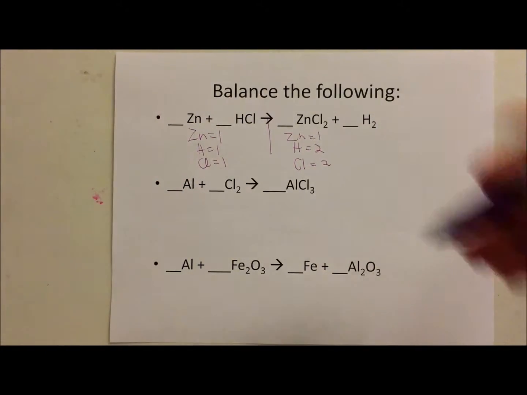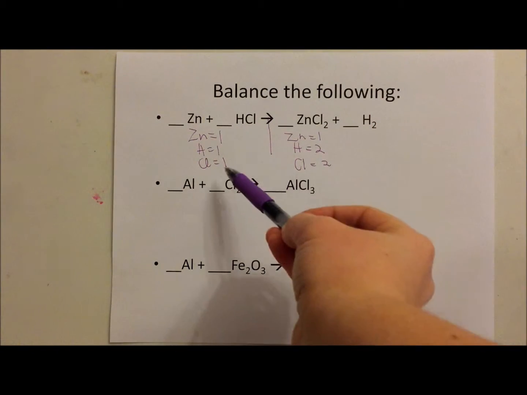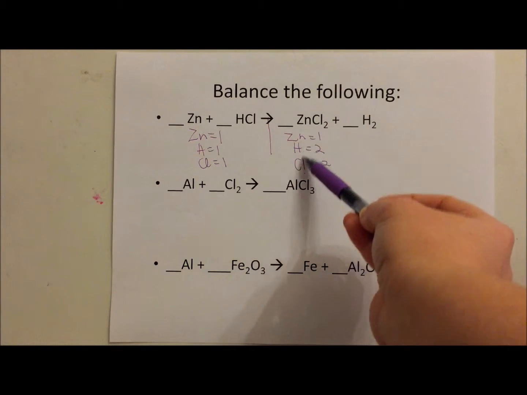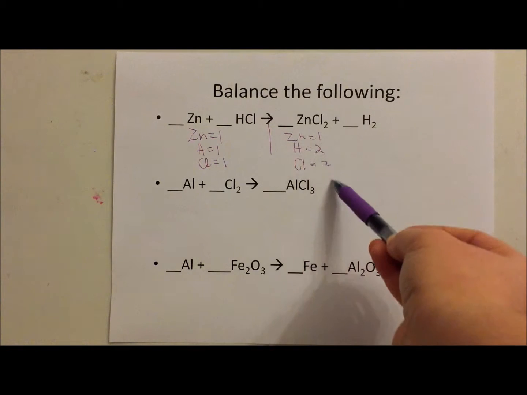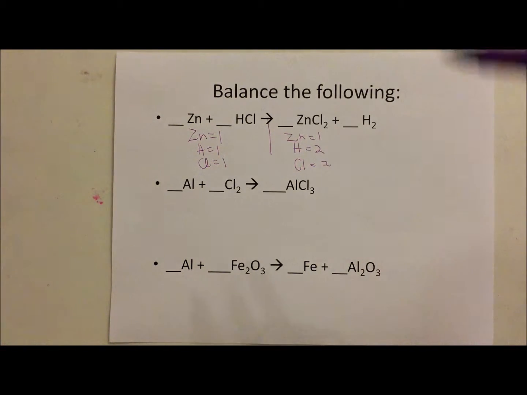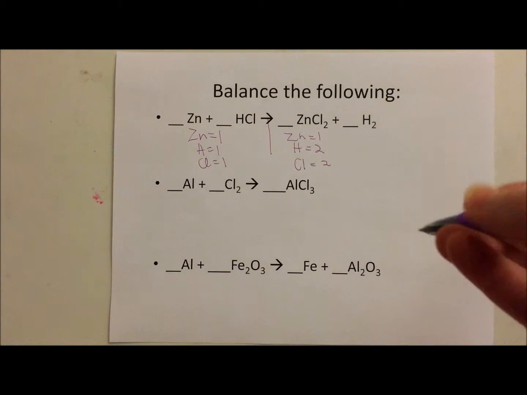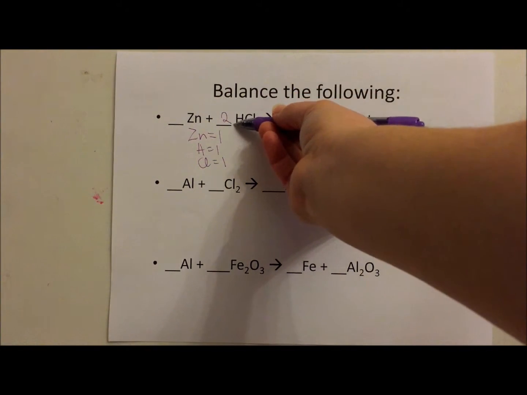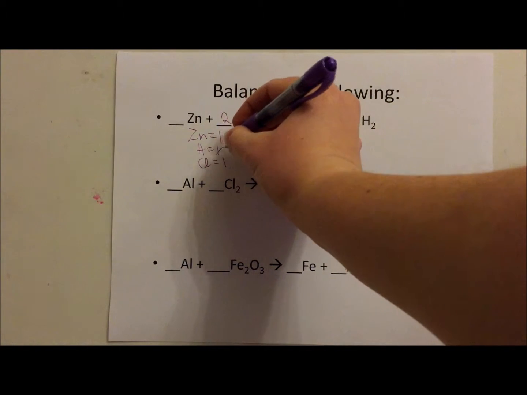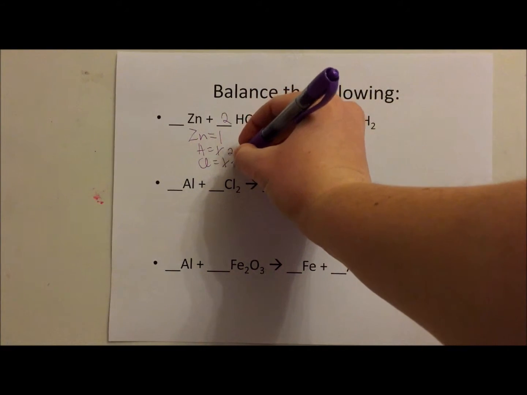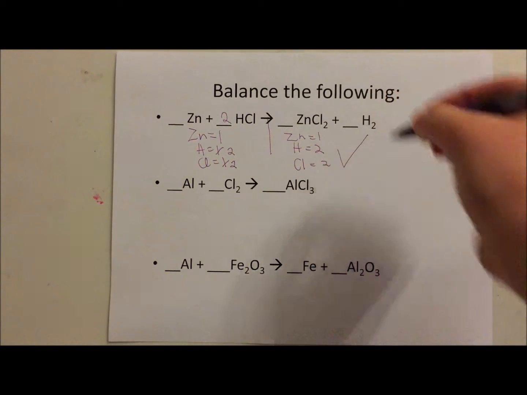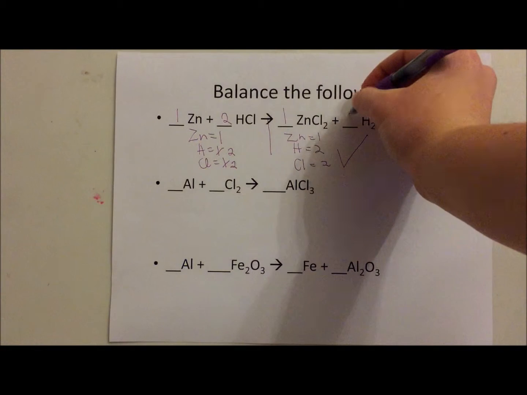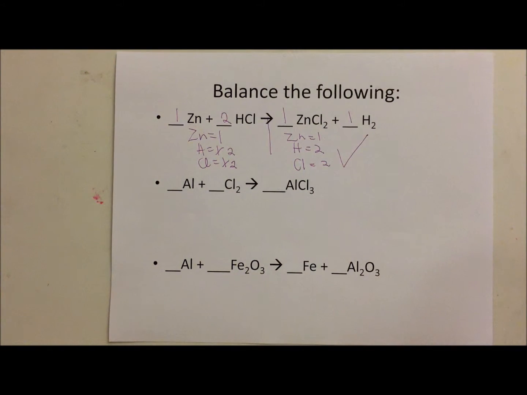Okay, now Zn is fine. There's a 1-1 relationship, but H and Cl on our reactant side has 1 and 1, and HCl on our product side has 2 and 2. So what could I multiply 1 by to make it look like a 2? So I'm going to put a 2 up here. Remember, if you put a coefficient to the front, you have to change it for all of them. So I'm going to change it for my H and my Cl. And then we're going to be balanced. We can put placeholders in each one, but you don't have to.